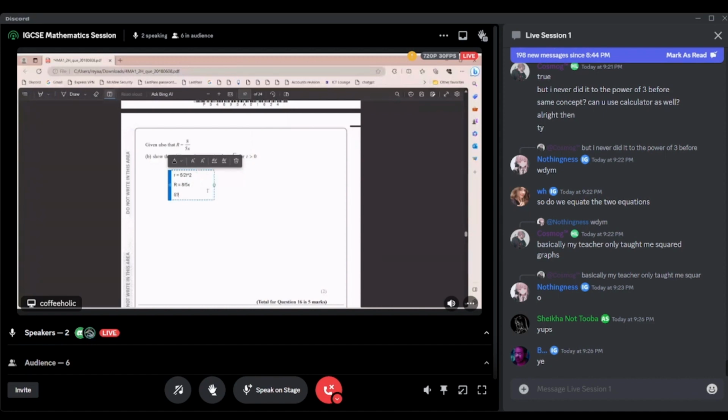So we equate both of the given R values, and then we find T by itself. So we just rearrange. So we get T squared equals 3.2/5x. And then you do T equals the root of the whole thing.